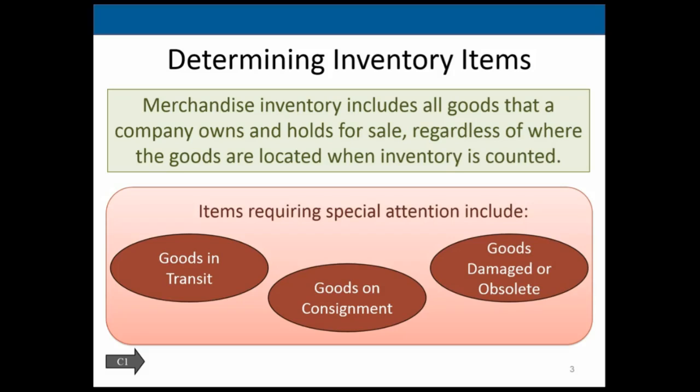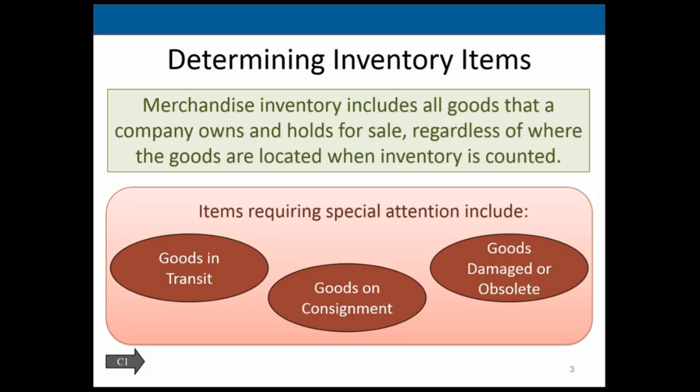If we own the inventory, we need to count it in inventory, even if it's not in its traditional location. And those are some of the items that we need to take a look at and give special attention to. One is the goods in transit. We'll talk about what happens when we're buying inventory from, say, a vendor and it's on the way to us. Then is it included in our inventory? It's not in our warehouse yet. We'll talk about that.